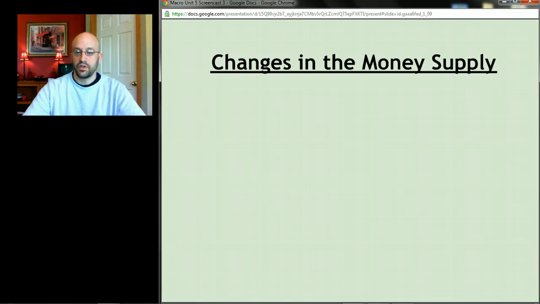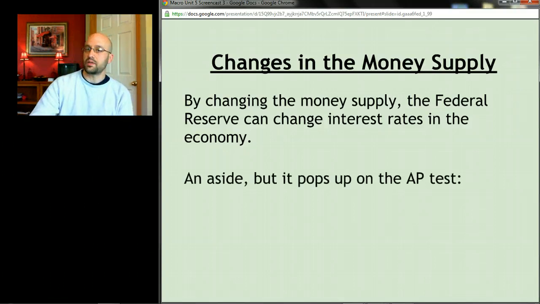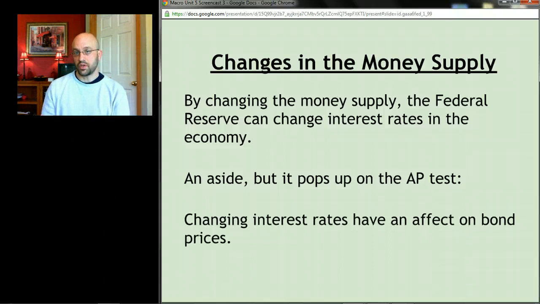Alright, so let's talk about changes in the money supply. By changing the money supply, the Federal Reserve can change interest rates in the economy. If you move that supply of money curve around, equilibrium interest rate is going to change. Now this is an aside, but it does pop up on the AP exam. When interest rates change, it also has an effect on bond prices.